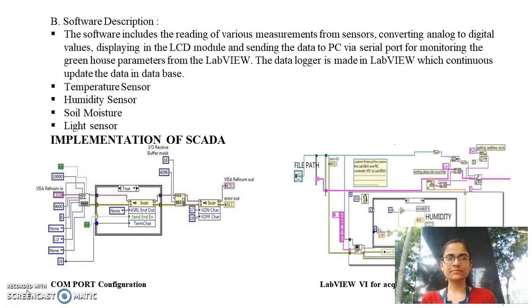Sensors used are the temperature sensor, humidity sensor, soil moisture sensor and light sensor. Implementation of a SCADA: this diagram is for the configuration made in the LabVIEW software, and this is the LabVIEW where we are acquiring humidity and the data logger.